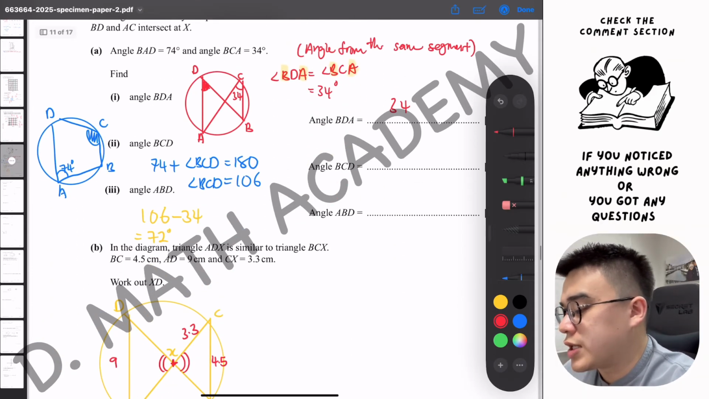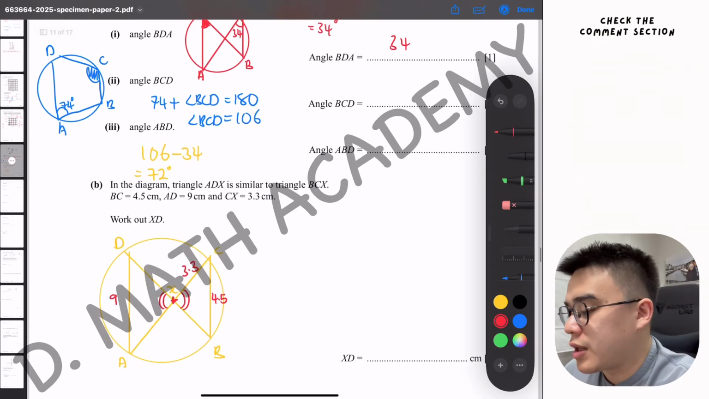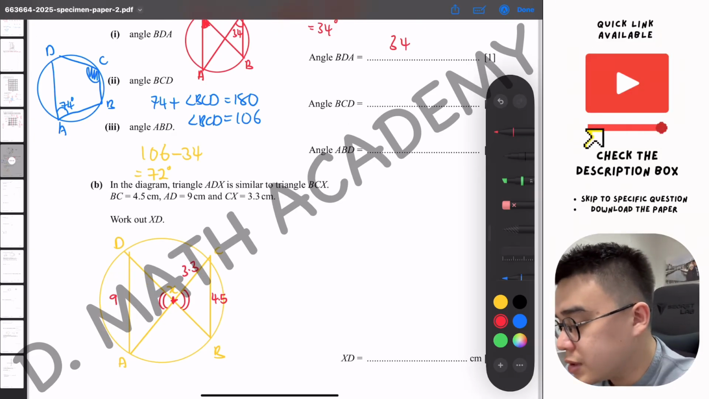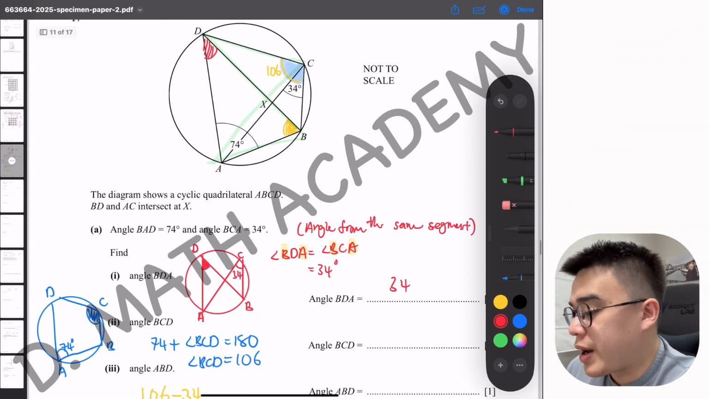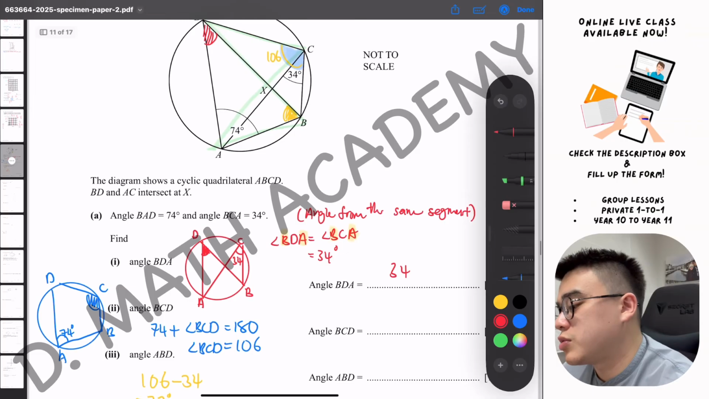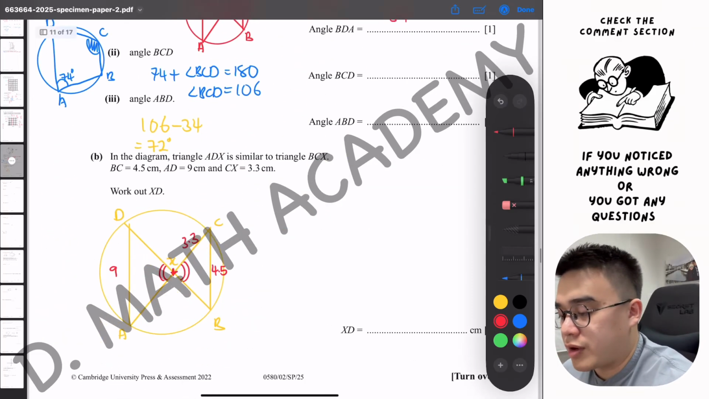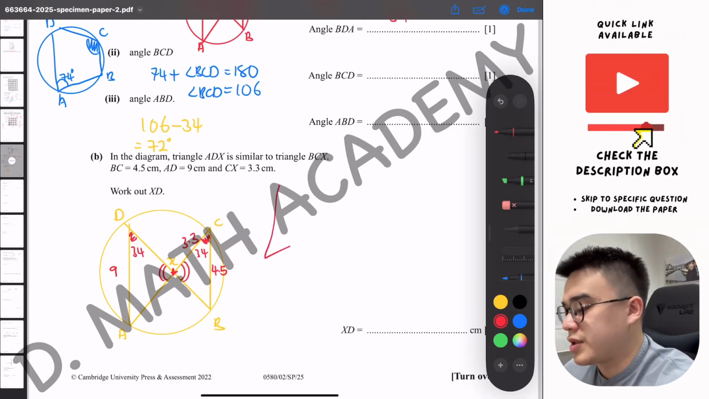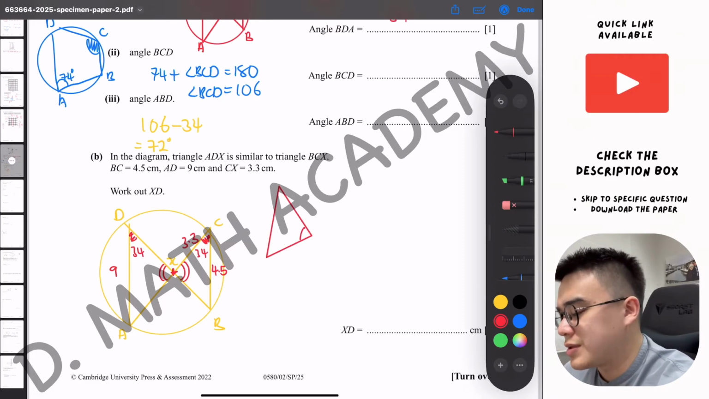The other thing was that they say they are similar, ADX and BCX. But they didn't mention they were parallel though. So it all comes down to this 34 degree that we have earlier. If here is 34, here is also 34. I personally would do one more step.